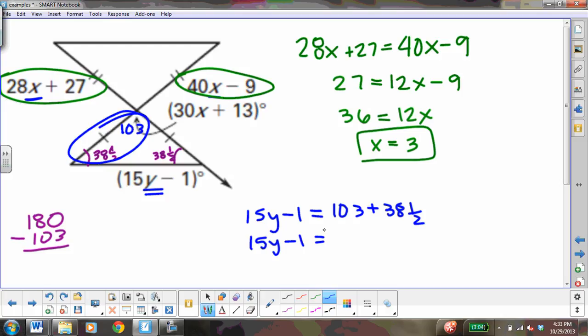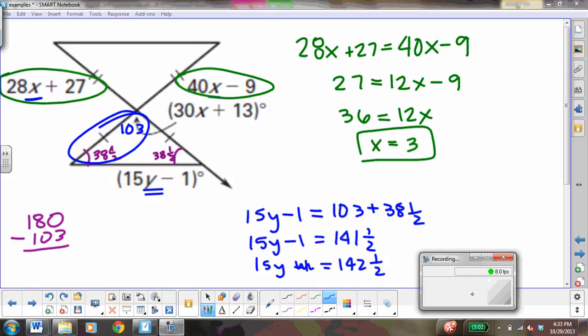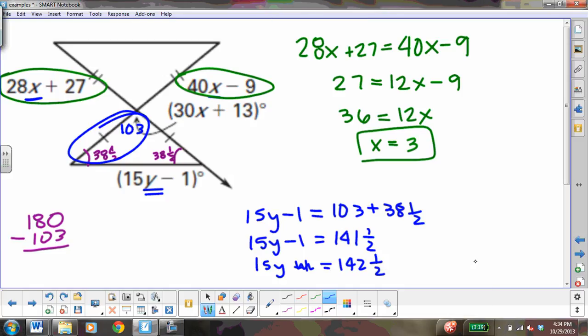103 plus 38.5 is 141.5. I will add 1 to get 142.5. And then I'll divide by 5. When I divide both sides by 5, I get y equals 28.5.